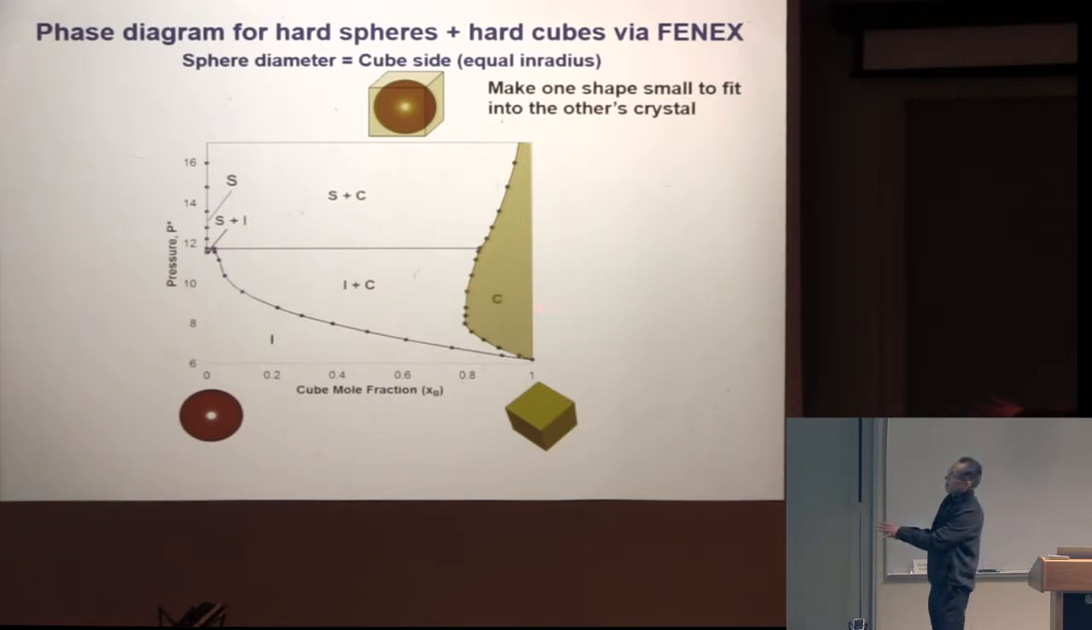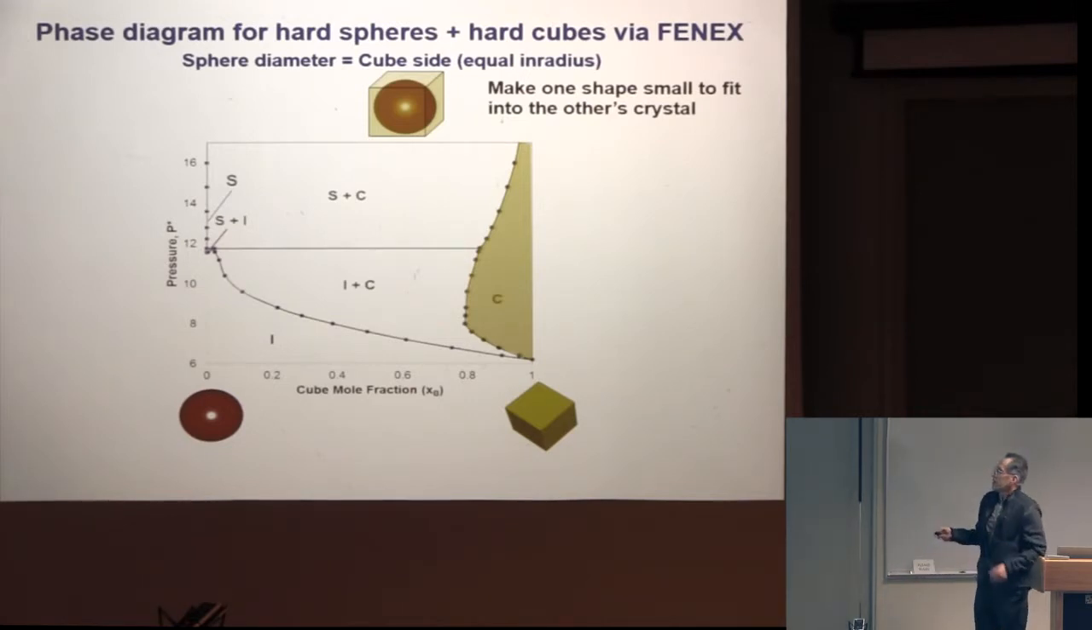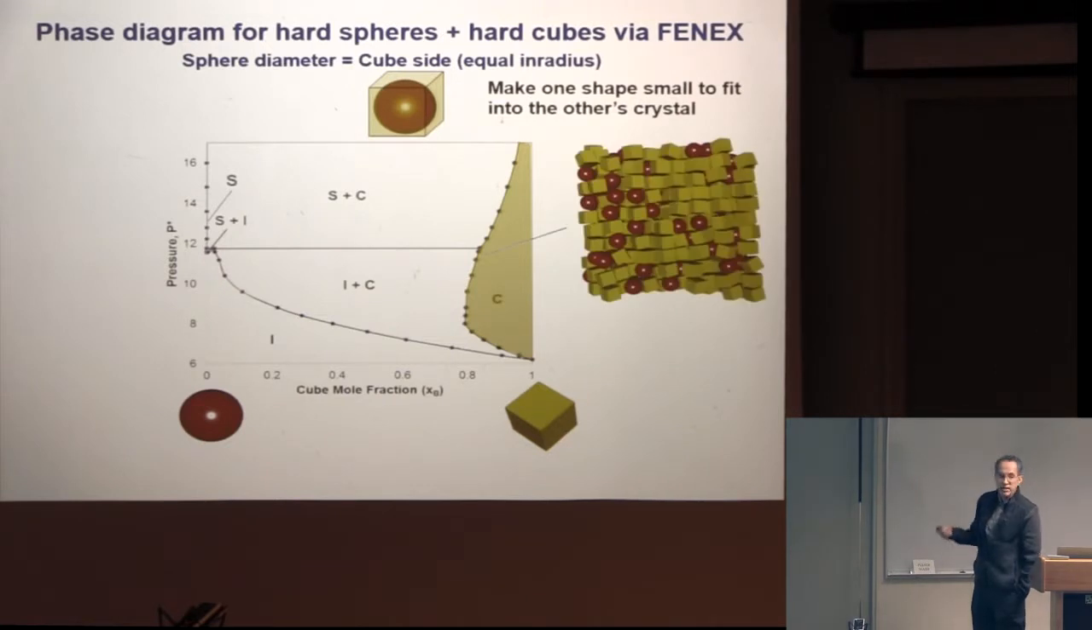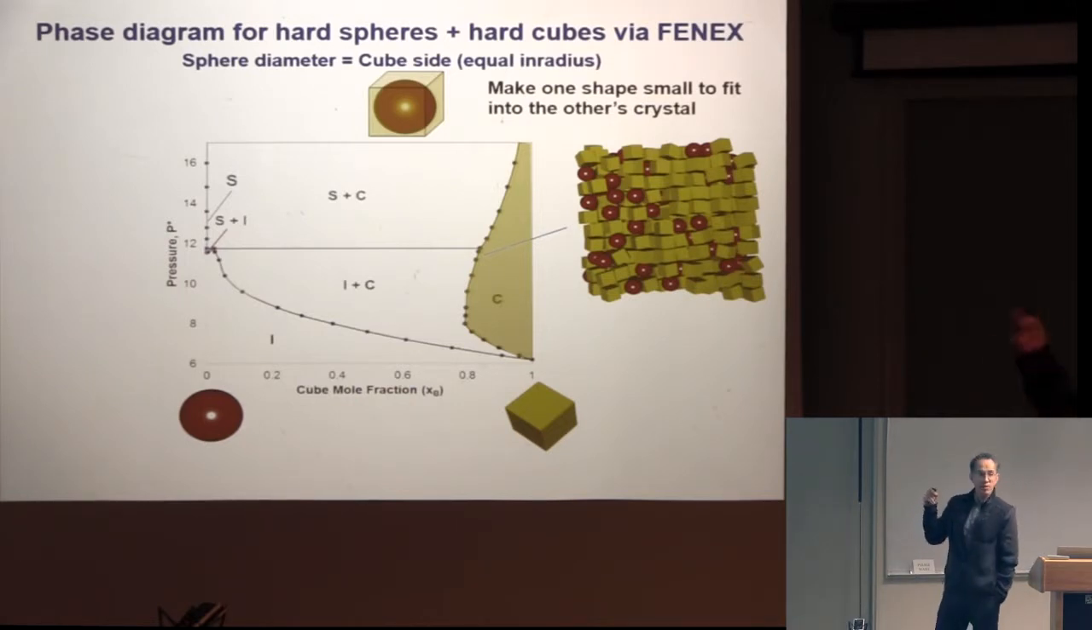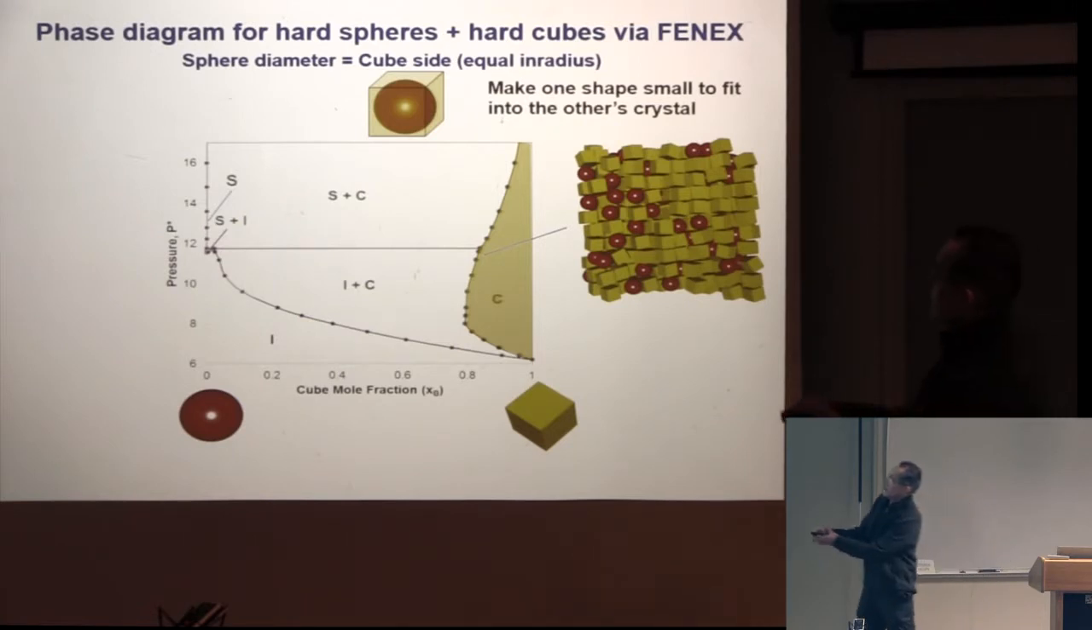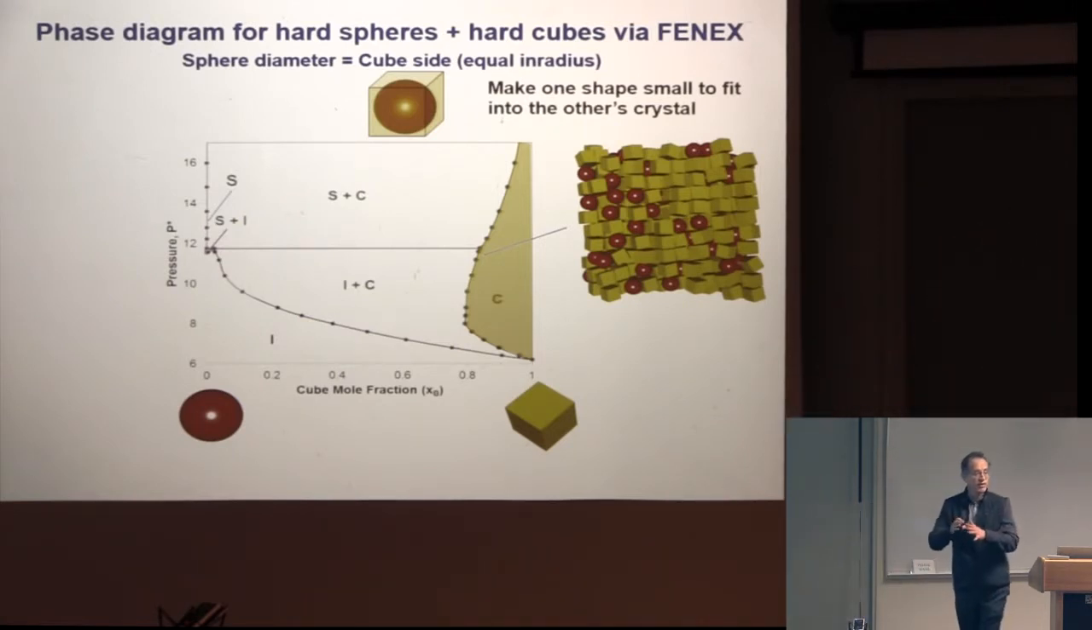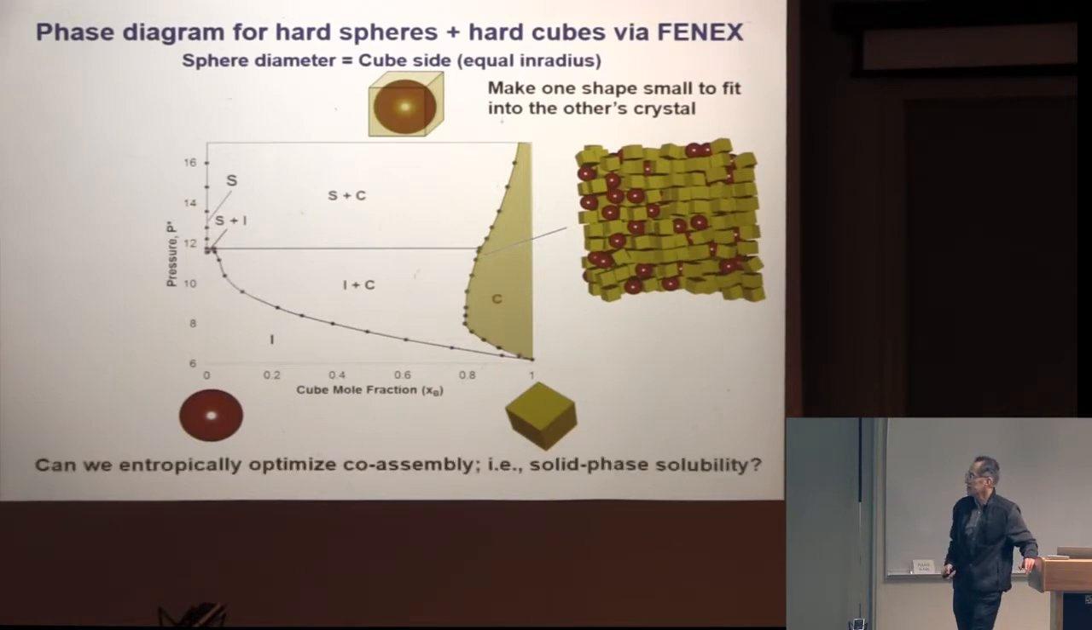And all of a sudden, you have opened up this region in this phase diagram where you have a solid solution, where you have basically a cube-rich cubic phase that contains up to 20% of these hard spheres. It's really cool, it's really nice. But can we optimize this further? Because on this other side, there's nothing. So the spheres don't want to have anything to do with cubes. There's no solid solution there.